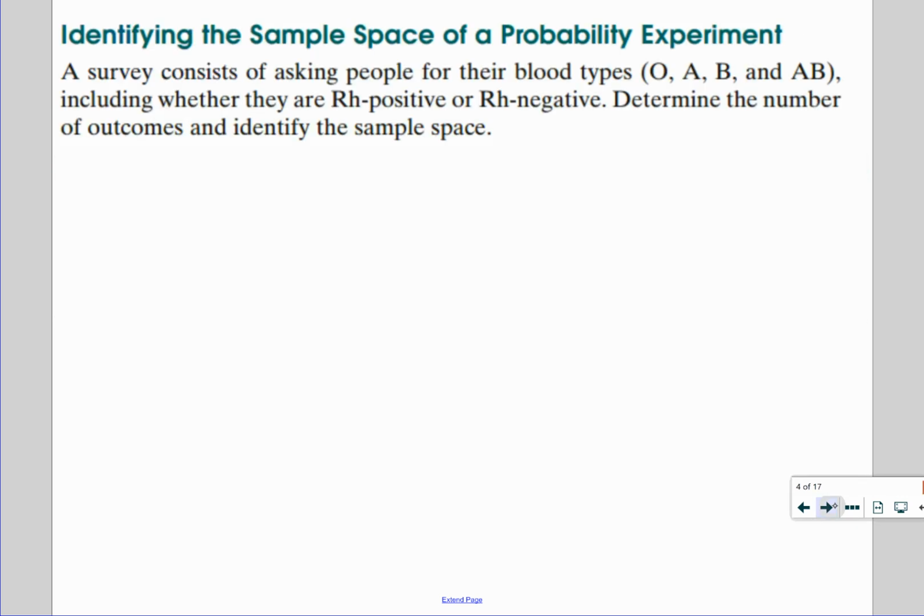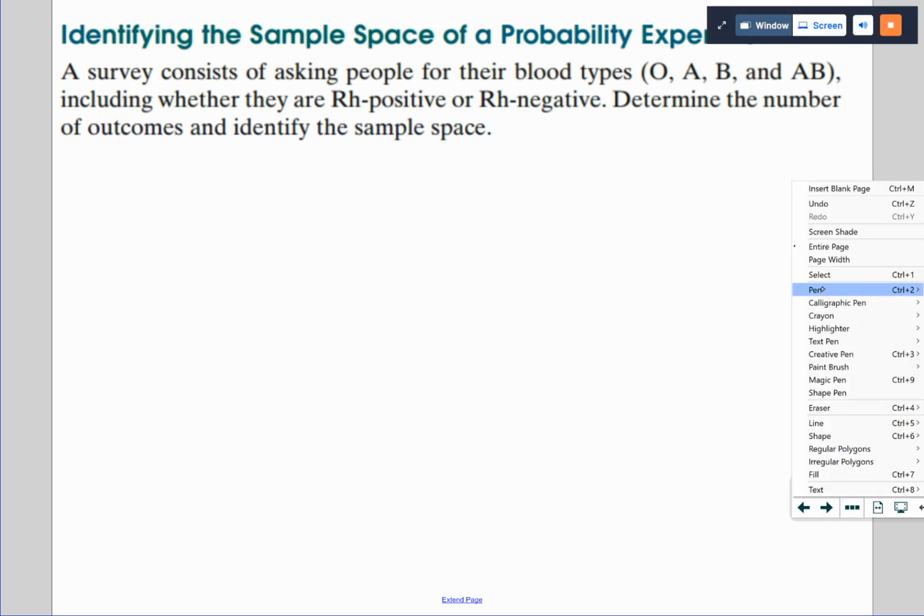All right, so your first slide on your paper is this example. It says identify the sample space for this probability experiment. So a survey is the experiment. It consists of asking people for their blood types, which are O, A, B, or AB, and then including whether they're Rh positive or Rh negative. So that Rh factor is what makes your blood type A positive or B negative. That's that little positive negative thing we're talking about. So we want to figure out how many outcomes there are and identify the sample space.